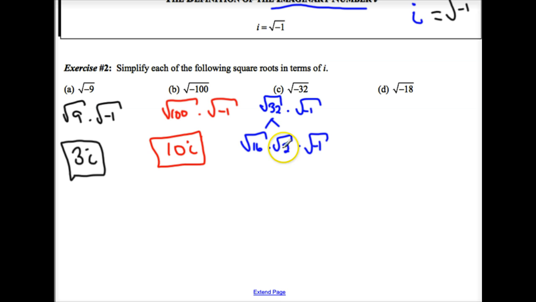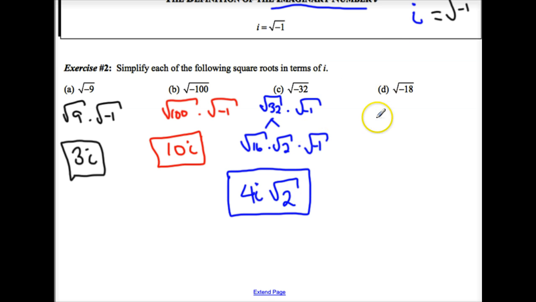How do I know it's this? You have to use the largest perfect square. Square root of 16 is 4. The square root of 2 remains square root of 2 because I can't take anything out. And then the square root of negative 1 is i. The i comes with the whole number. And this becomes 4i square root of 2.